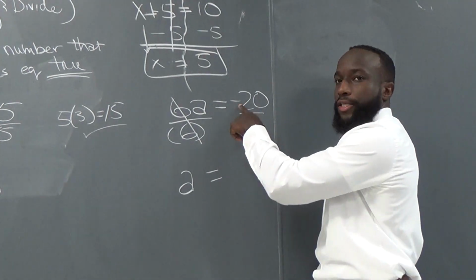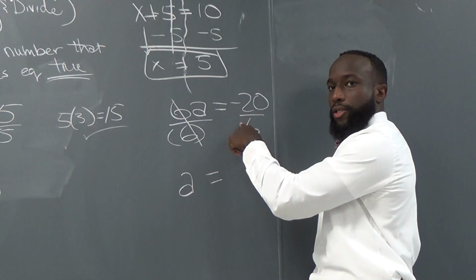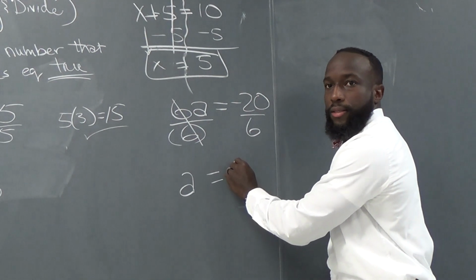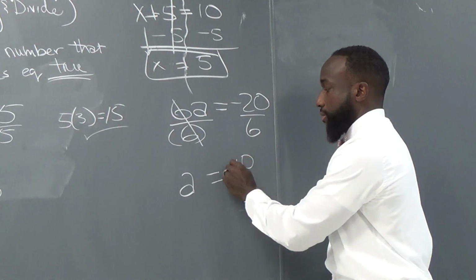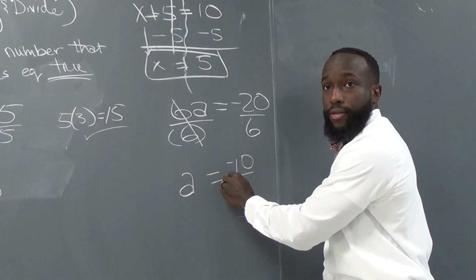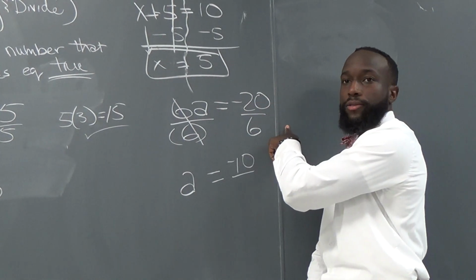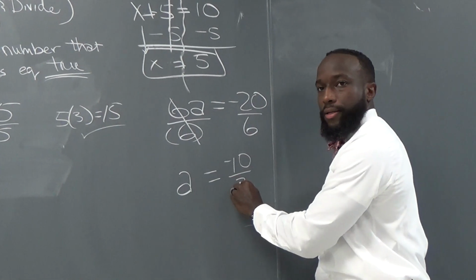You can divide both of these by what? 2. Right. So that's going to be what? 10 over 4 or 10 over 2? So that's 20 divided by 2 and then 6 divided by 2? 10 over 3. Right?